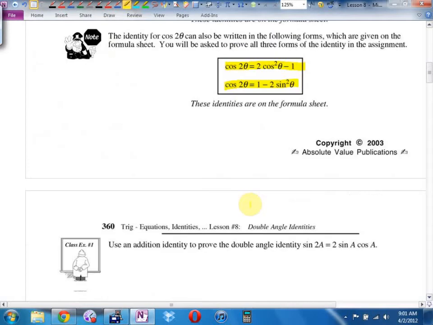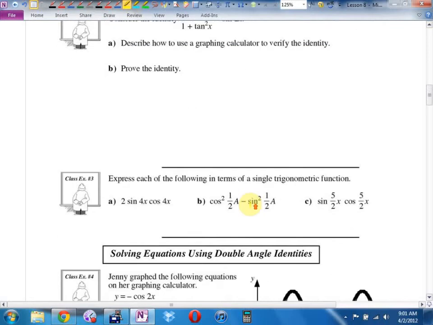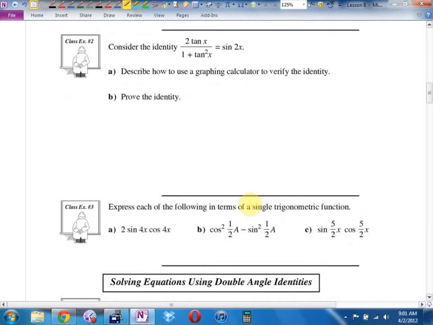Let's use them. Turn the page. So I guess it's page 359. Now it's page 360. Example 1 says use an addition identity to prove the double angle identity sine 2a equals 2 sine a cos a. That's actually lesson 7 that I skipped, addition identities. So we're going to go to example 2. It says prove this. A says describe how to use a graphing calculator to verify it.